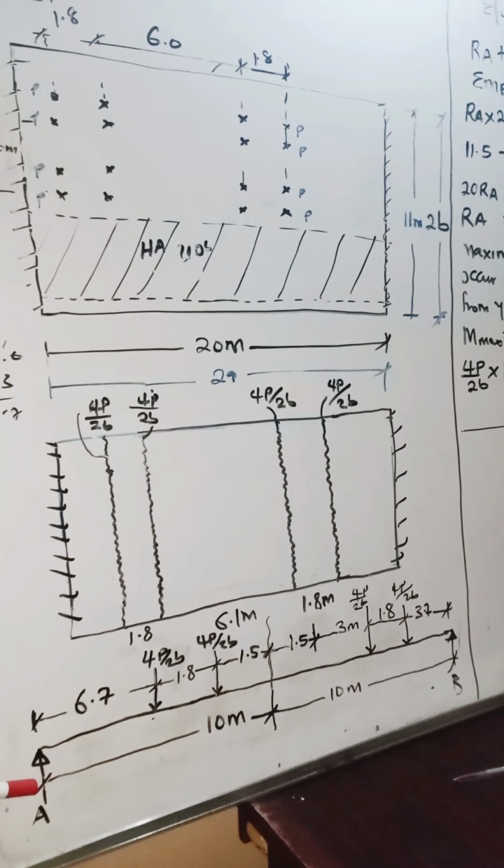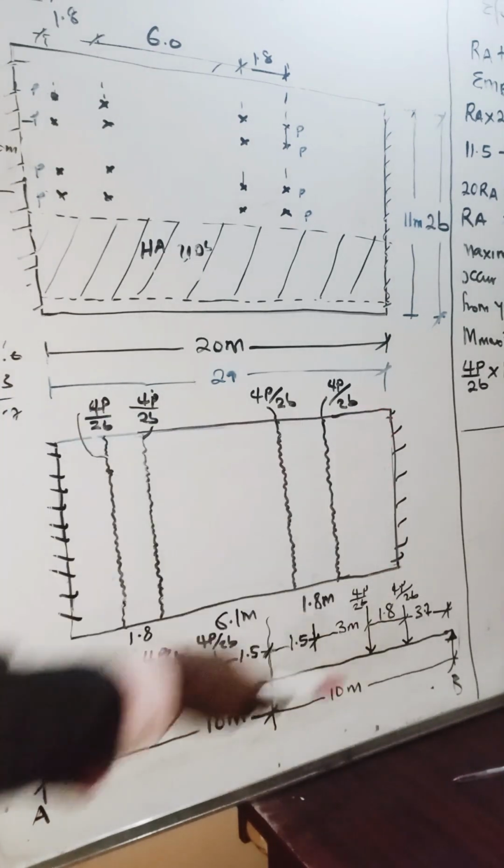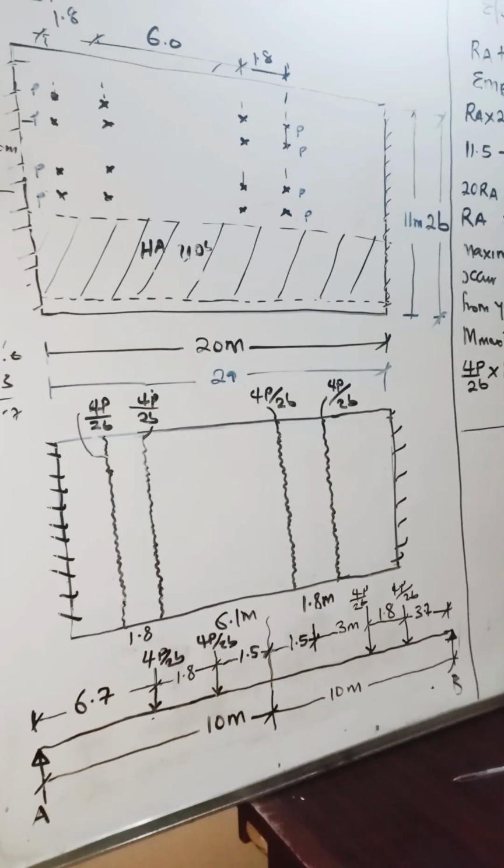Now we have this point, this support, let's call it support A, which is this point. The other point, we can call it support B. So when we place the load, to also obtain the maximum moment, we have to place the load such that we have it as this.